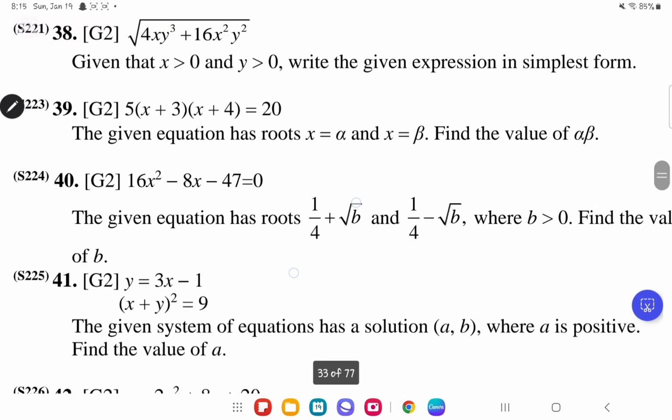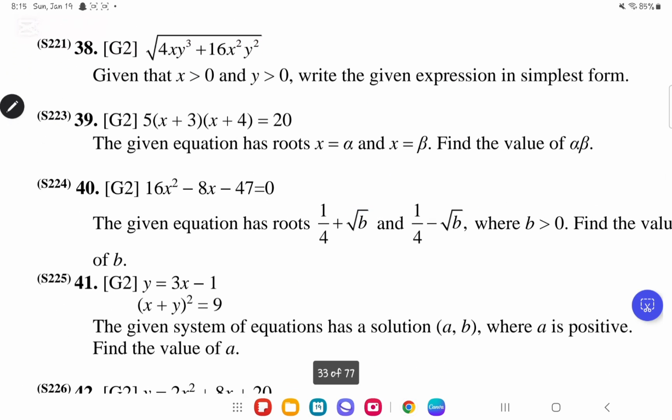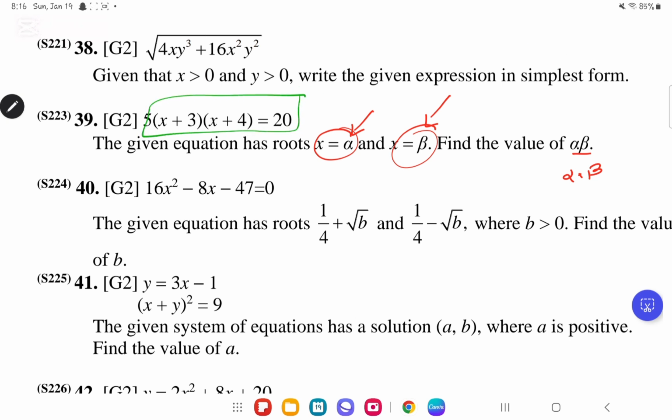Okay, now we move on to grid 39. The given equation has roots x alpha and x beta. They need to find the value of alpha times beta. To solve this, it might look a bit complicated, but it's very, very simple. So what we are going to do is divide both sides by 5. After doing that, we are going to get x plus 3 times x plus 4 is equal to 4.